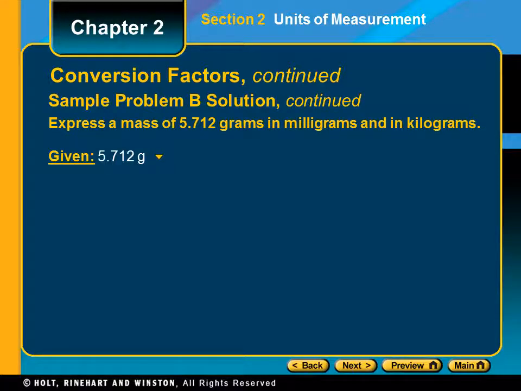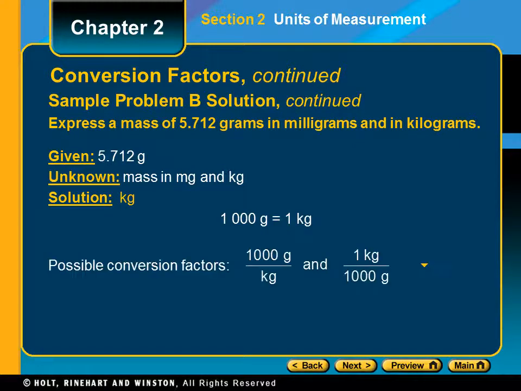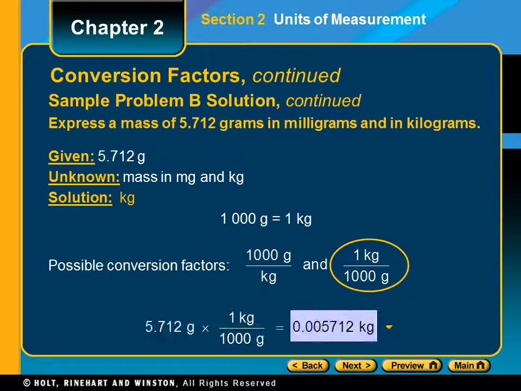We set it up again, start out the same way. This time you want to solve for kilograms. You know that 1,000 grams equals 1 kilogram. You know that you're either going to have it set up one way or the other, depending on what you want to get rid of. You're going to pick again with the grams on the bottom, because that's what you want to get rid of.